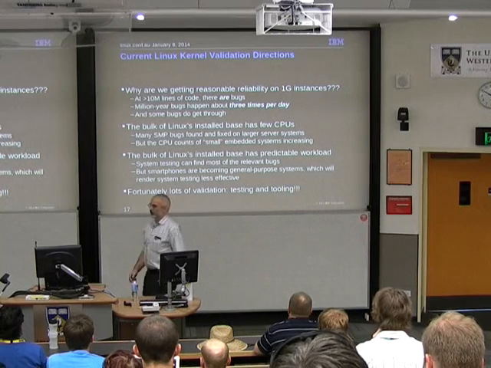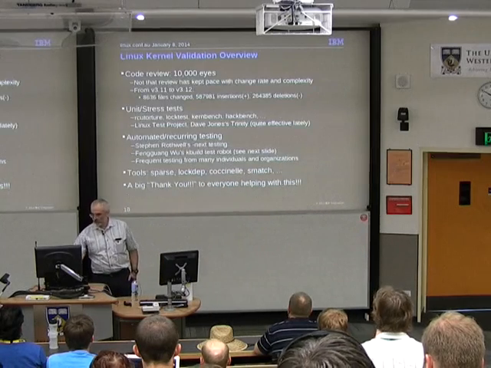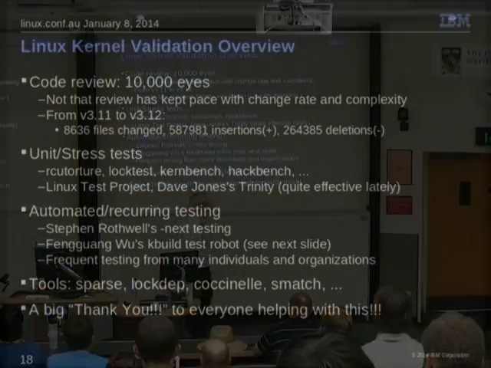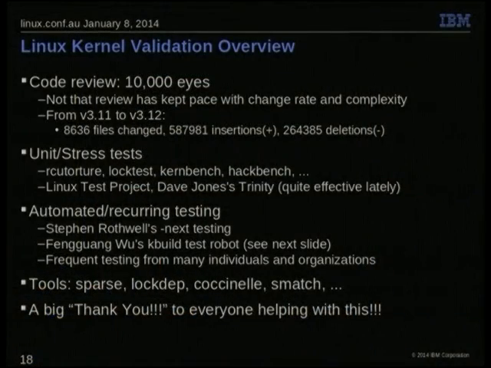So it's worth taking a quick look at some of the testing and tooling that is helping. One thing, of course, is code review, the old thing about all bugs being shallow to 10,000 eyes. That's fine, except I'm not sure the review has really kept pace with the change rate and the complexity. From 3.11 to 3.12, there were over 8,000 files changed, 500,000 insertions, and 250,000 lines deleted.